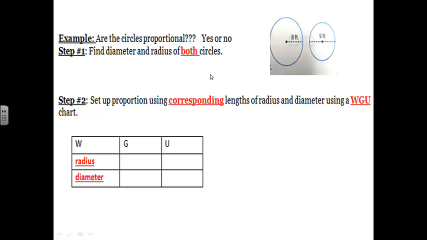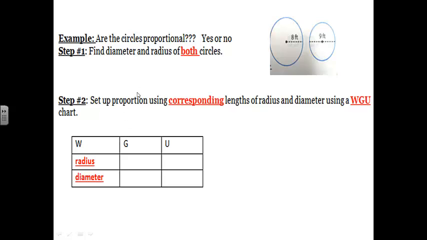Okay, so let's try an example. It's pretty easy. Are the circles proportional or not? Remember how we proved whether this triangle is similar to this triangle by setting up a WGU and seeing if, when we reduce it, we get the reduced fraction, or if we cross multiply each one we get the same number. So we're going to be doing the exact same thing. We're just setting it up with specific words.